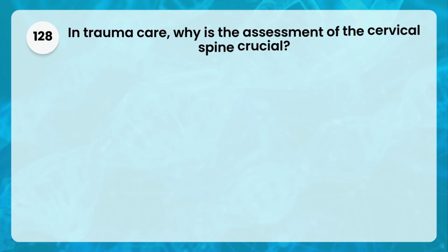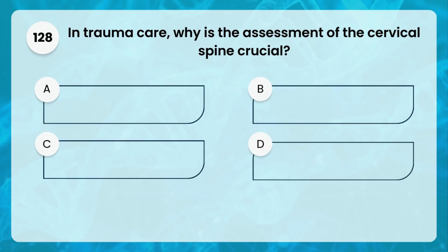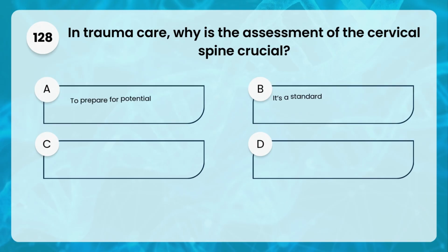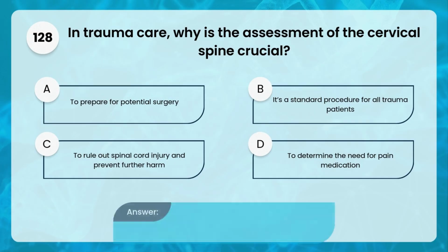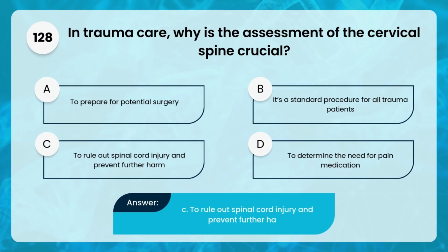128. In trauma care, why is the assessment of the cervical spine crucial? A. To prepare for potential surgery. B. It's a standard procedure for all trauma patients. C. To rule out spinal cord injury and prevent further harm. Or D. To determine the need for pain medication. The answer is C. To rule out spinal cord injury and prevent further harm.